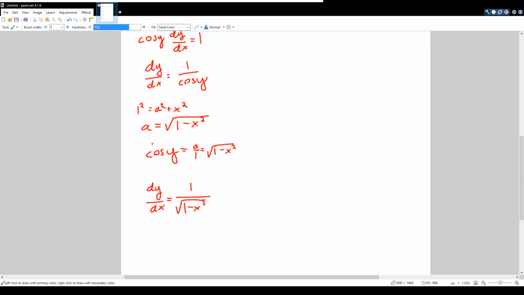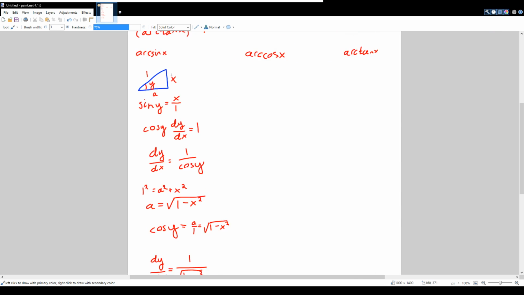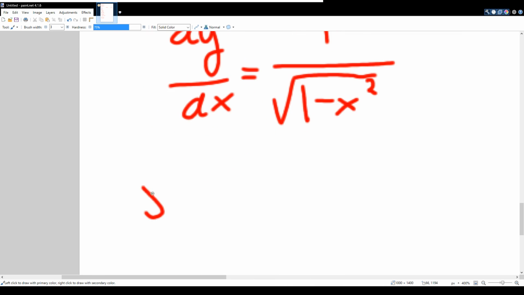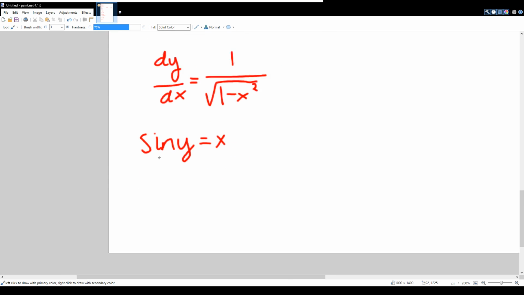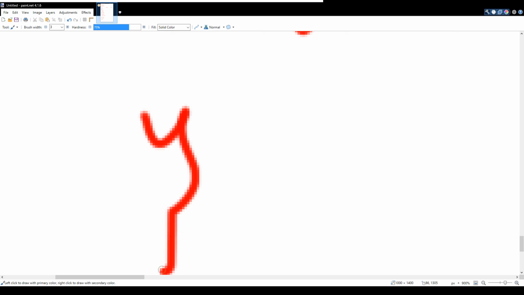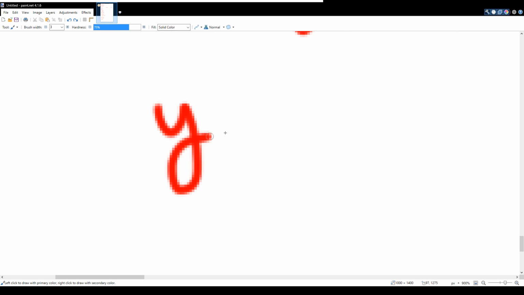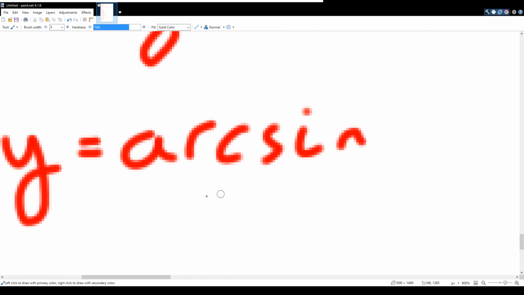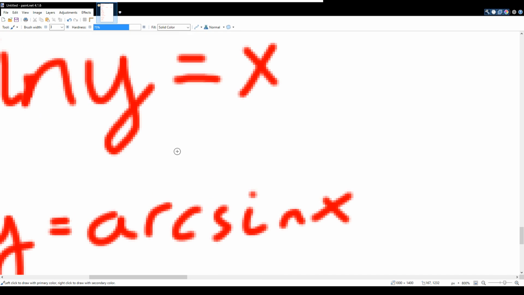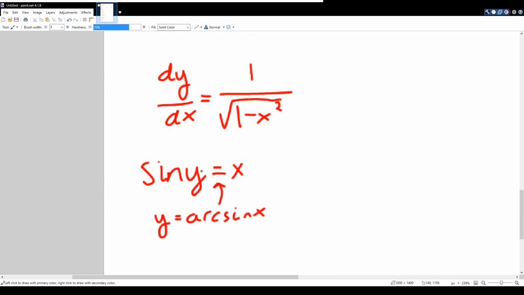But what is y? We established this relationship here, sine of y equals x. So we never actually explicitly wrote y as a function of x. But this is kind of the definition of arcsine. The definition of arcsine is y is equal to arcsine x. If this is true, the definition is that these expressions are equivalent.